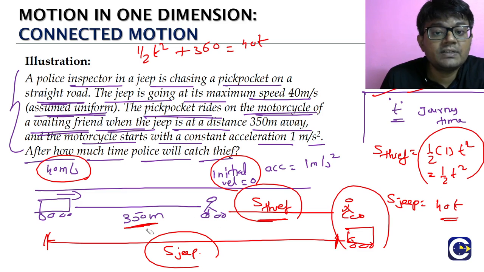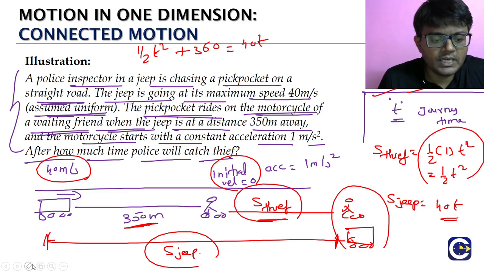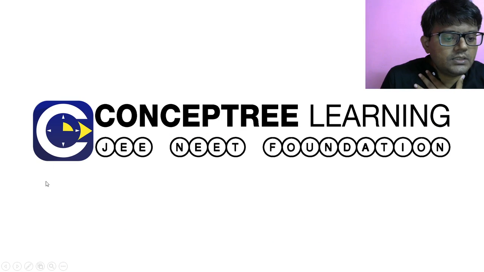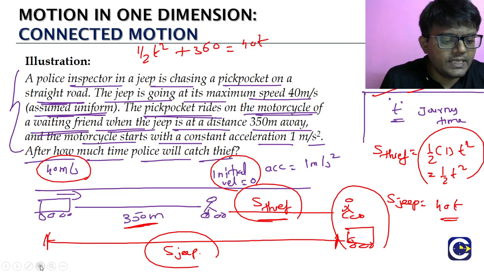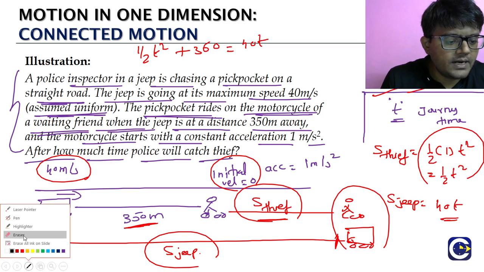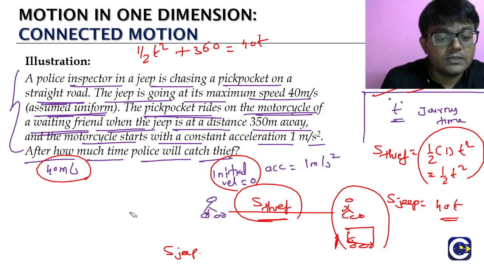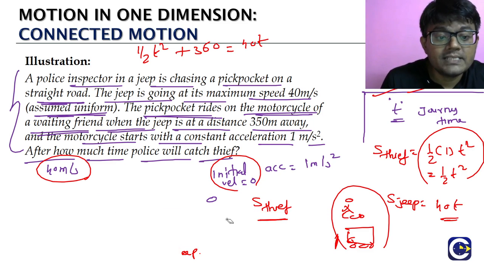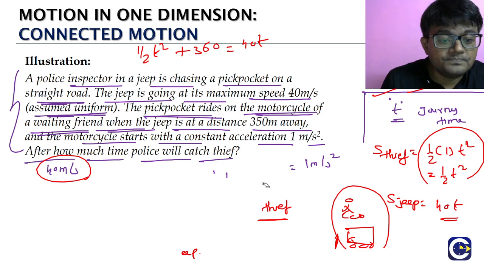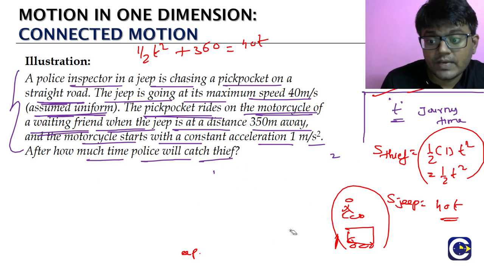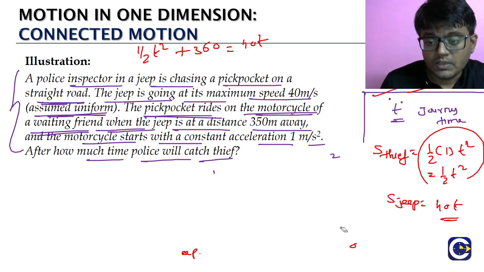In addition to that, he has to cover this gap of 350. That is when he will be able to catch hold of the thief. So what we'll do is we'll just erase some part of it so that we can do the calculation here. So we got the equation. Now all that we need to do is what? Because they're asking after how much time the police will catch the thief, means we have to find the t value only.